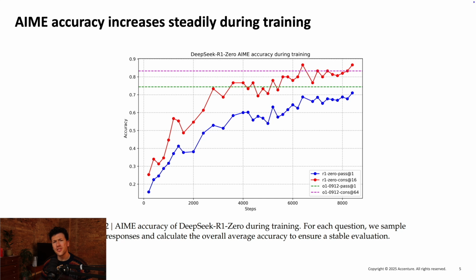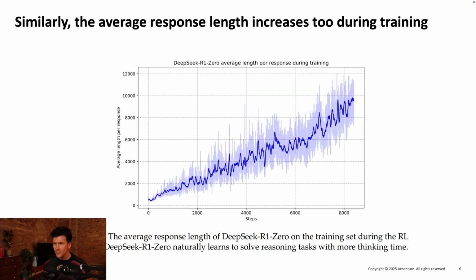But how does it really learn? What does it do if you just let the RL work longer? How does it learn to make better results? It turns out it just produces longer thinking processes. So the longer you let the RL run, the longer the average response will get.